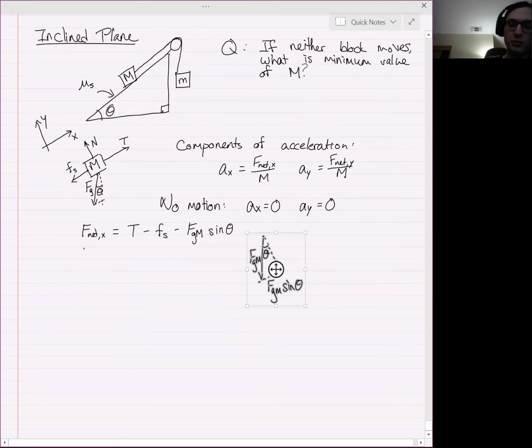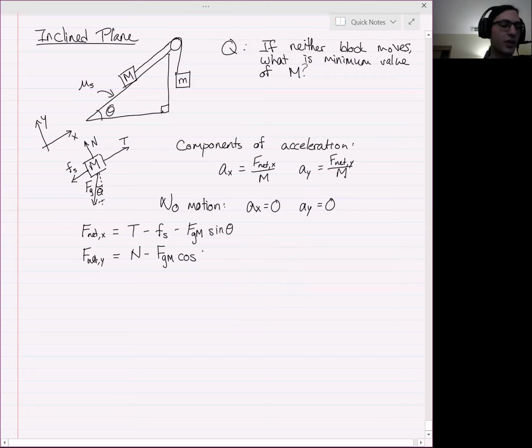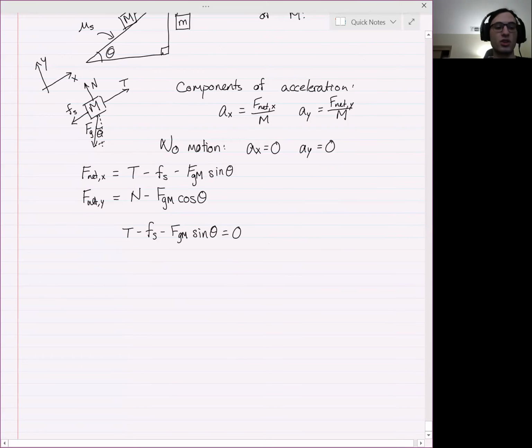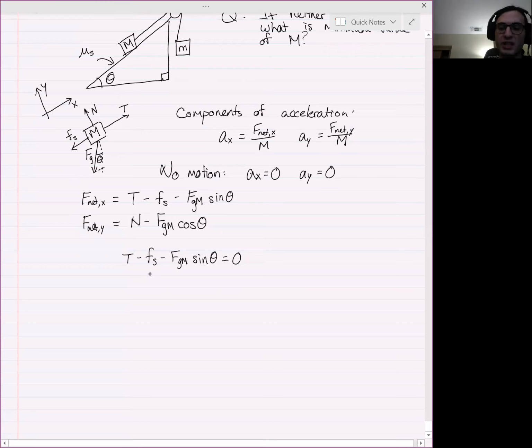The force in the y direction, again, this is on the first block, on the big block, is just n minus Fgm times cosine of theta. And again, you can figure out that angle right from the get-go. So what we have then is the following equations. We have that T minus F sub s minus Fgm times sine of theta equals 0. And that's using Newton's second law, applying to the force in the x direction and the acceleration in the x direction. And we have n minus Fgm cosine of theta equals 0. And so these are our two equations that we're going to look to solve.